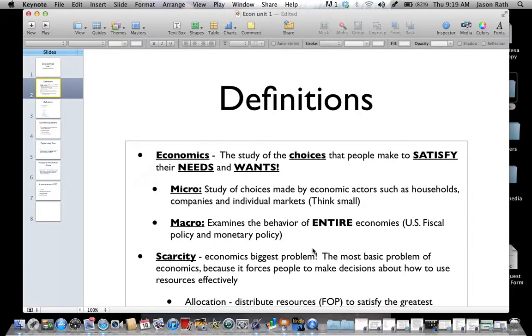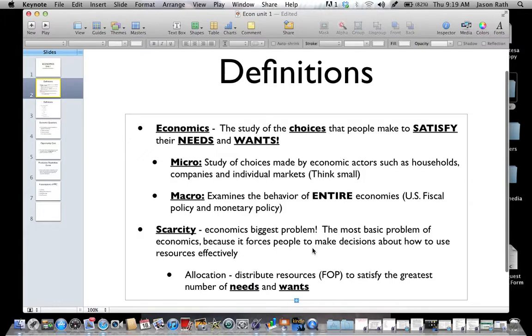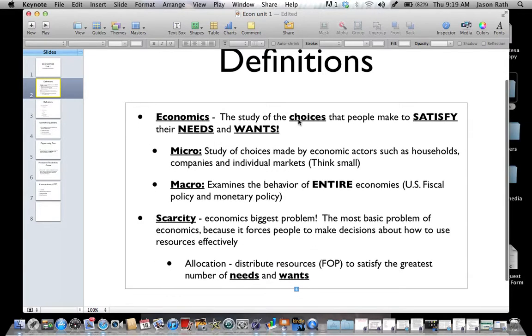Now we're going to start to focus on the micro aspect of things. And we're going to look at, again, the choices to satisfy needs and wants. So the biggest problem facing economics today is going to be scarcity. And like it says here, the most basic problem in economics because it forces people to make decisions about how to use resources effectively. Our resources are not unlimited. And so that's why scarcity is the biggest problem facing economics today.